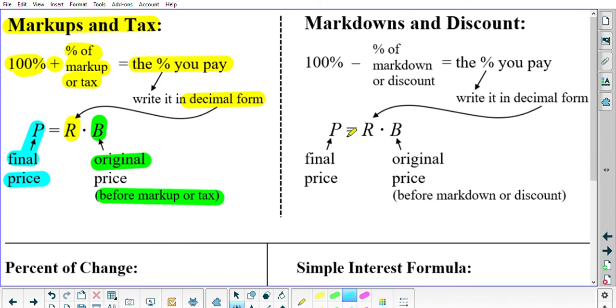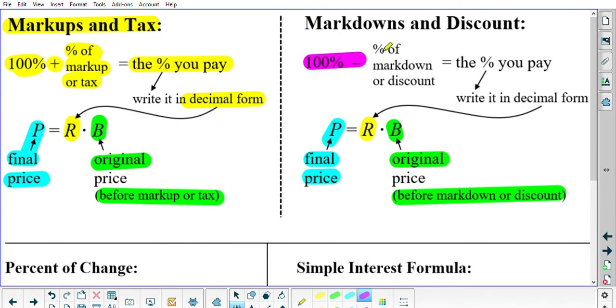Now, that same idea can be used with markdowns and discount. All right, the part here would be the final price. The percentage rate is still going to be multiplied by the original price. And when I say the original price, I mean the price before the markdown or discount occurred. But with markdowns or discount, what you need to realize is that it's going to be 100% minus the percent of markdown or discount. And that's going to give you the percent that you pay, and then you'll put that in decimal form for the percentage rate.